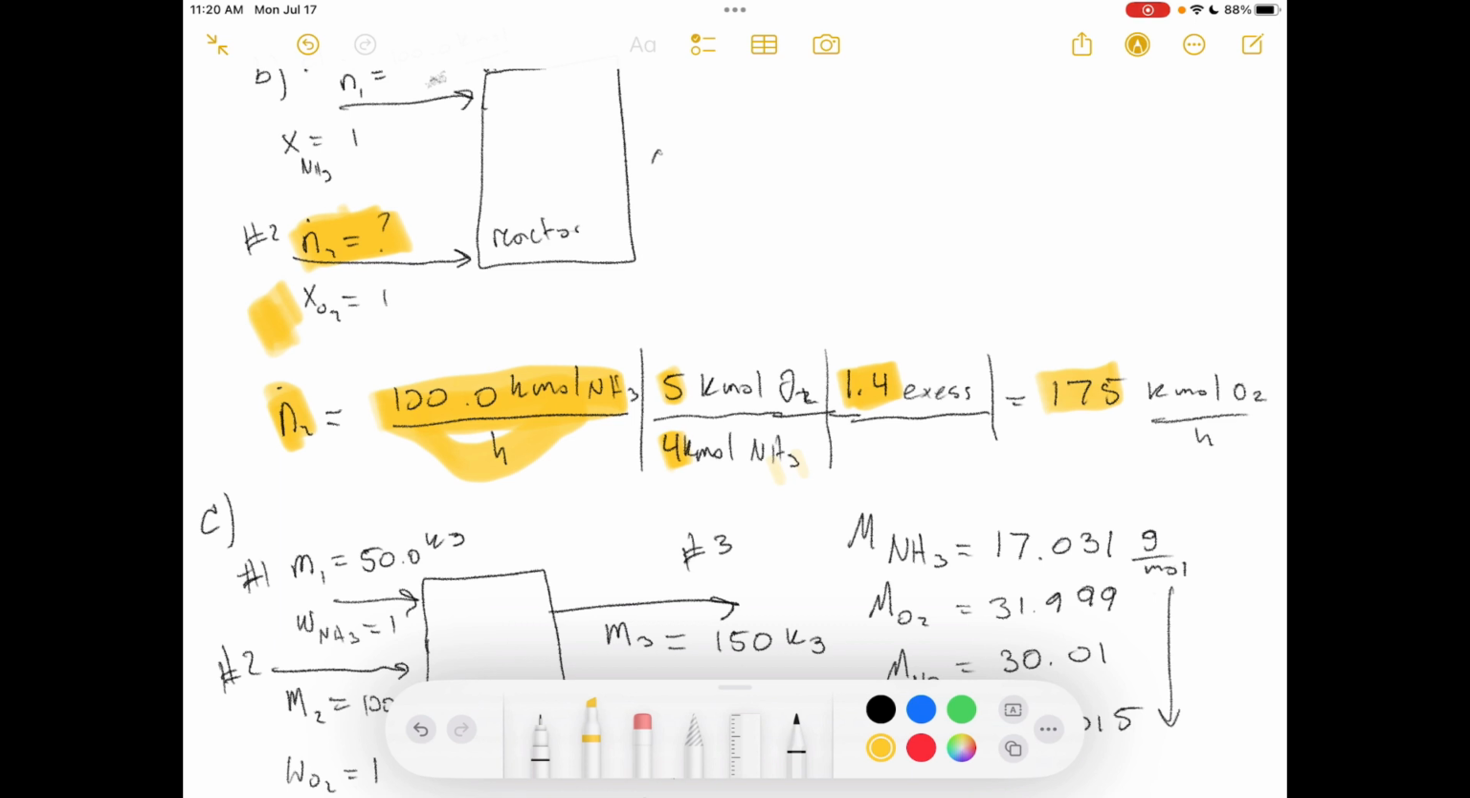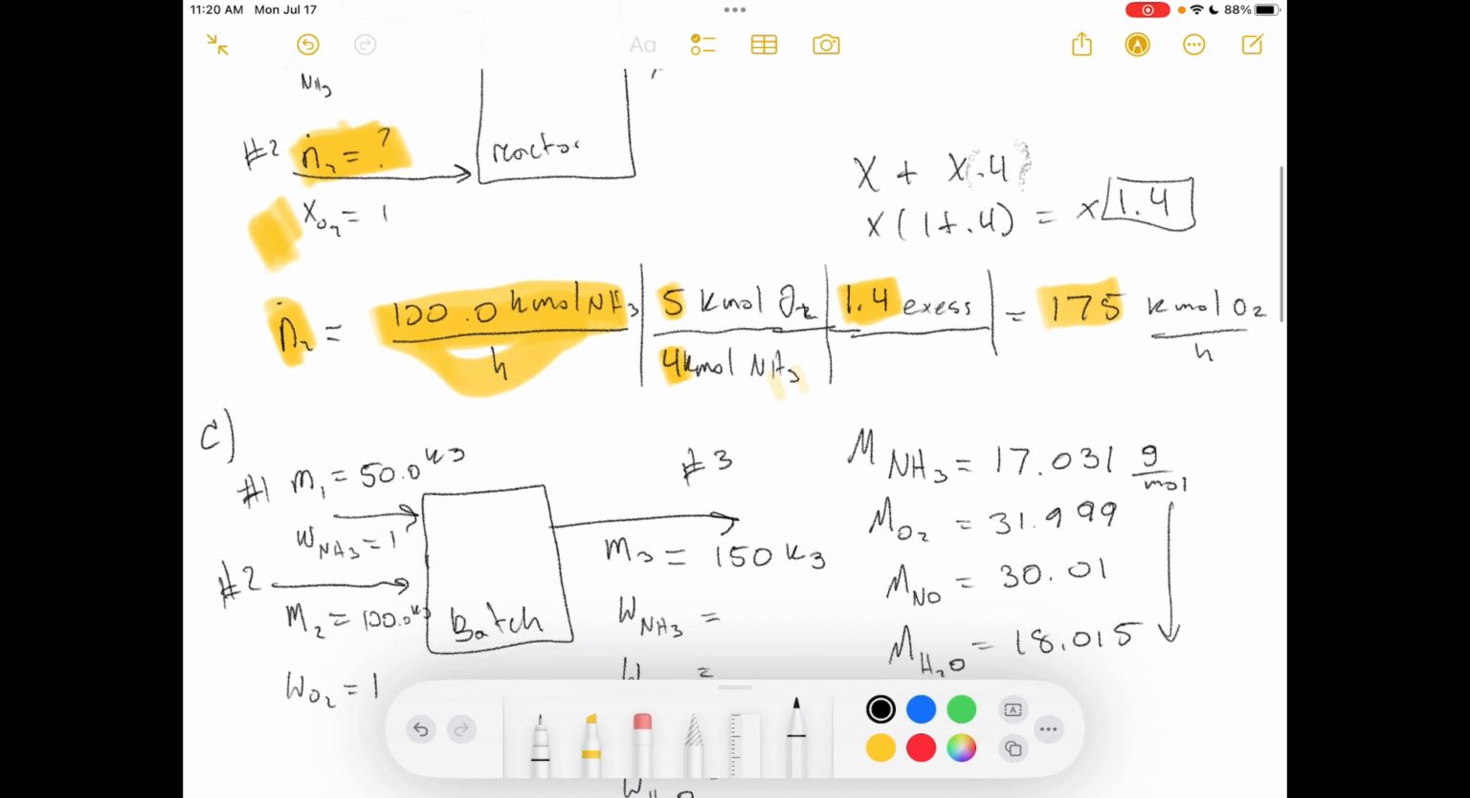Okay, so what that comes from is basically, say I have X number of moles. If I'm including excess, then I would say X moles plus X times 0.4. But then I just factor out that X, and that equals X times 1.4. So if you're doing 40% excess, that's where that 1.4 comes from.